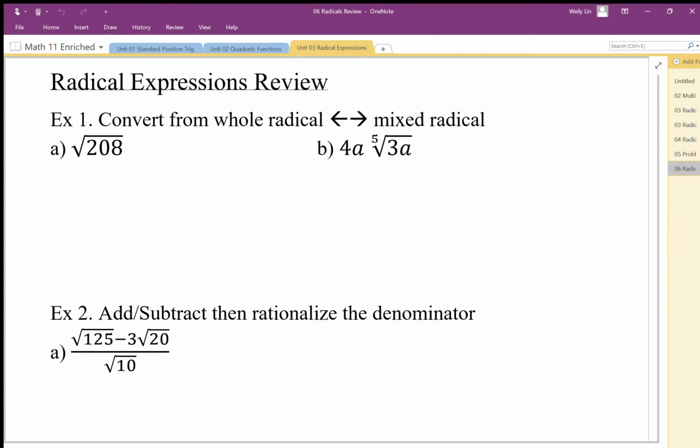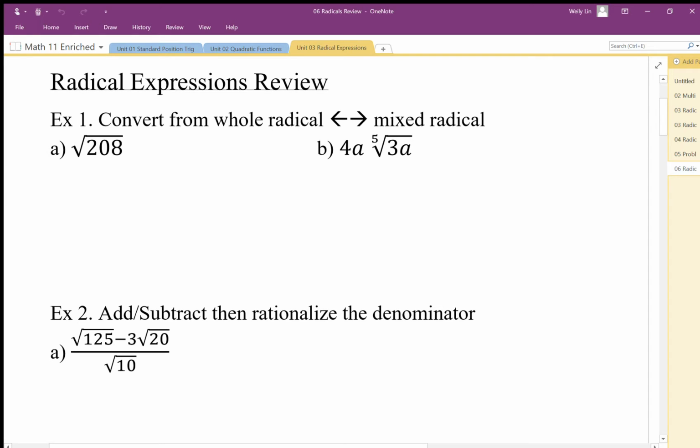So we're going to be converting whole radicals to mixed radicals and mixed radicals to whole radicals. The idea is that, first, this is a square root, so we want to look for perfect square factors in this expression. In this case, we know there is a factor of 4, and if we factor that, we end up with 4 times 52.